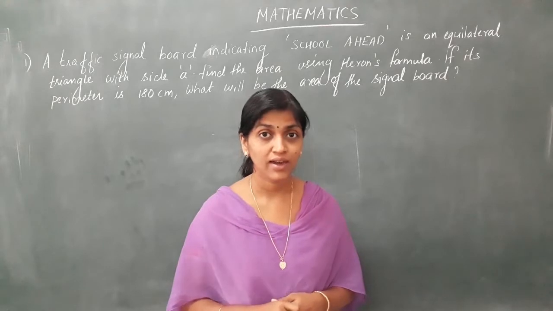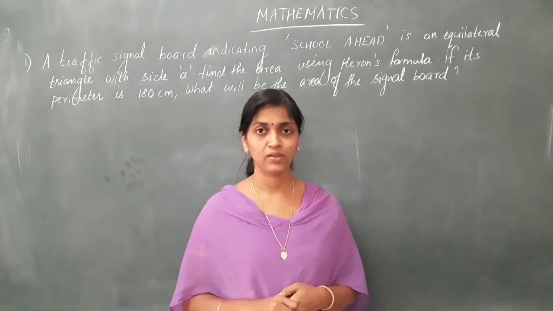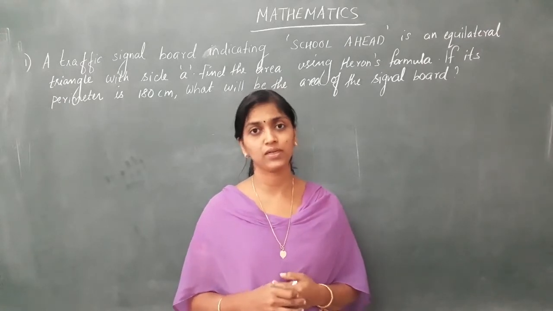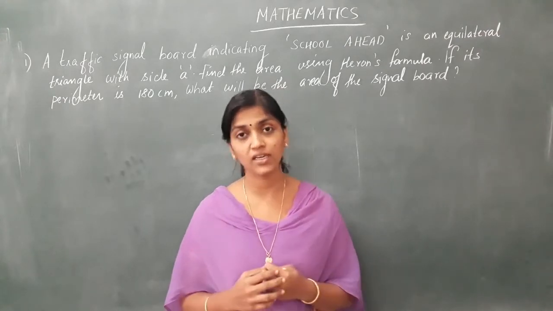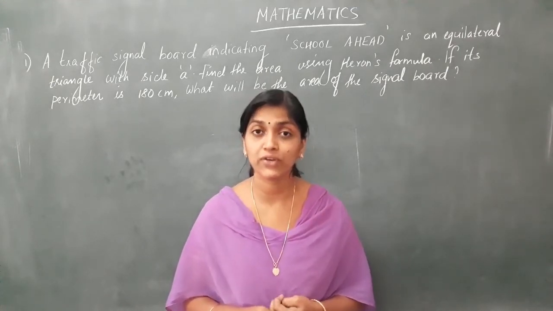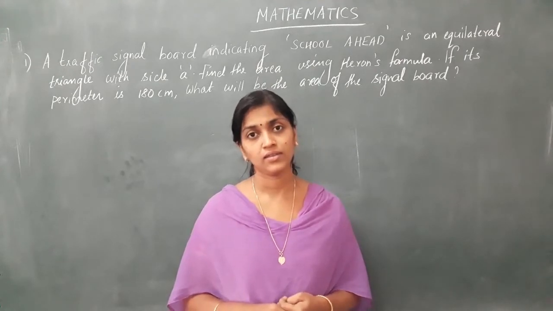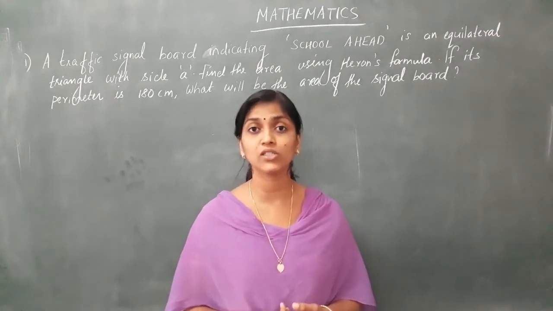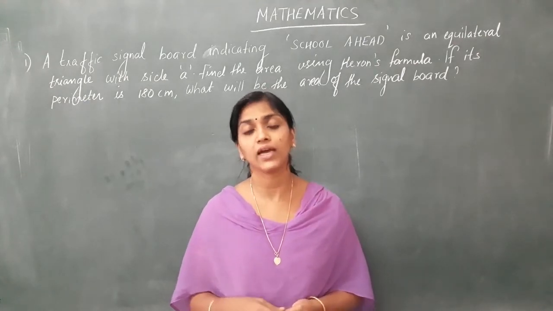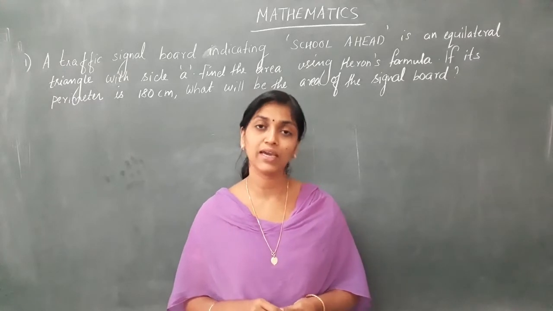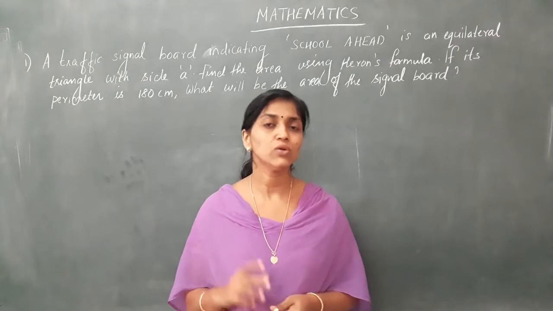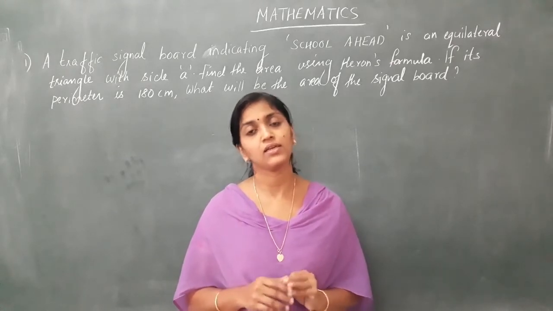It was Heron's formula. So, we are studying about Heron's formula, and we are seeing there Heron's formula is used to find the area of a triangle. That is, if 3 sides of a triangle are given, we will be able to find the area of the triangle using Heron's formula. We have seen in our last section. So, only one topic we have in this chapter, that is Heron's formula.